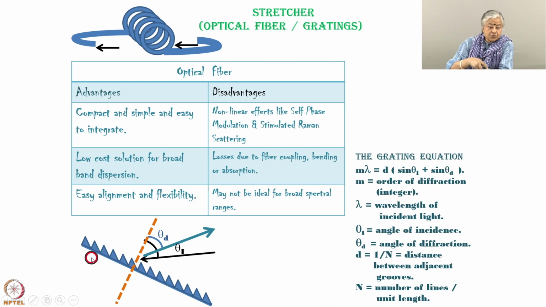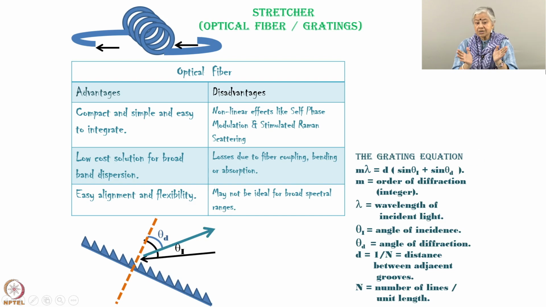The grating, of course, as you know, has so many rulings, it has grooves, and this is the normal. The grating equation is given by m lambda equals d times sine theta I plus sine theta d. Theta d is the diffraction angle, all measured from the normal. This is the input beam, theta I, and this is the diffracted beam. So, you are getting an angular dispersion.